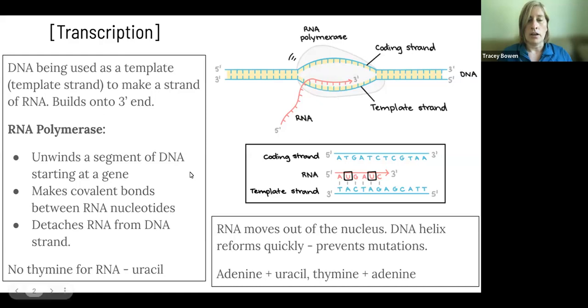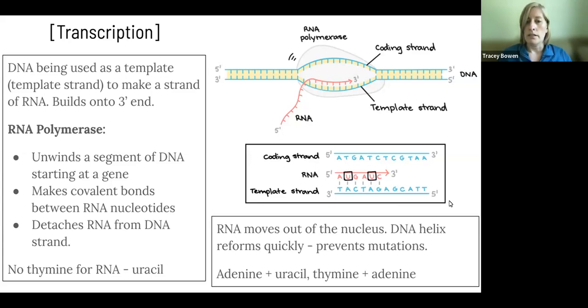And RNA polymerase is going to make covalent bonds between the sugar phosphates on the RNA nucleotides, and it's also going to detach RNA from the DNA strand. And remember that in RNA, there's no thymine, there's only uracil. And so when we're thinking about the template strand here, T's are going to make A's, and then A's are going to make U's, not T's, so uracil here.